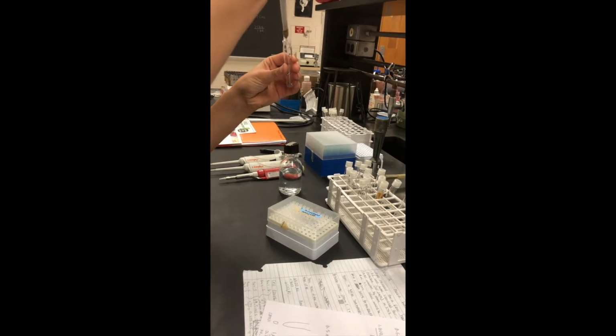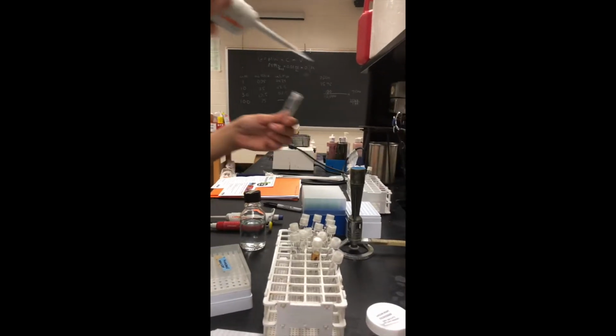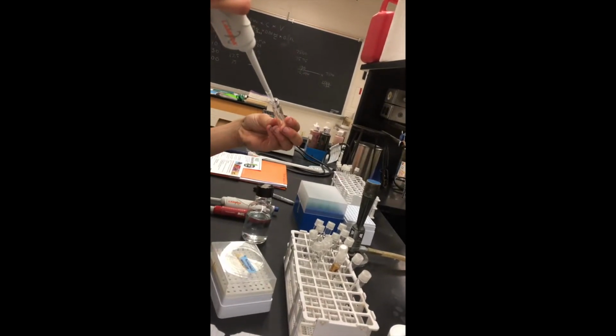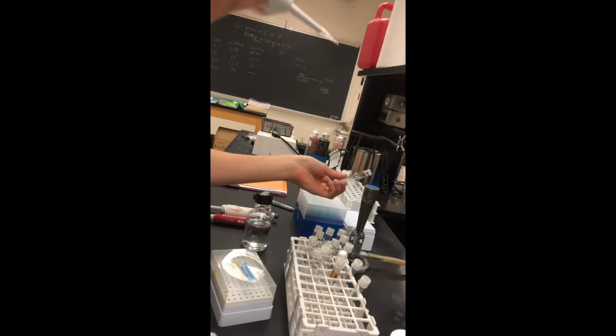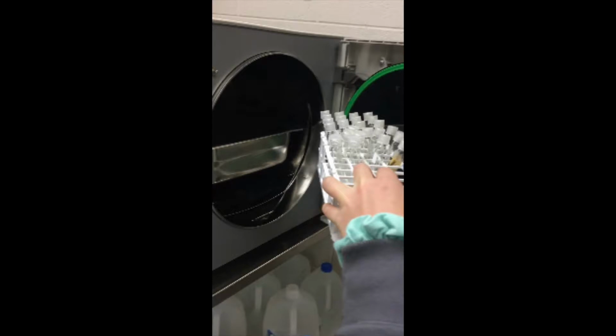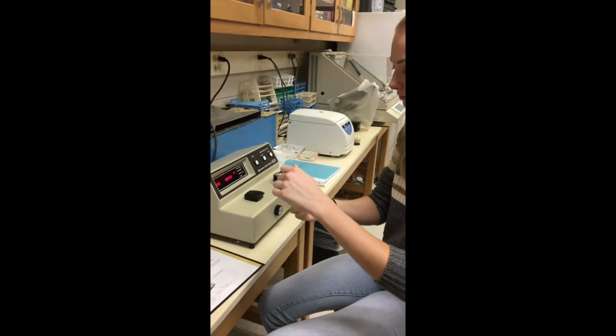Each of the 5 test tubes contained different nitrogen levels of either 0, 1, 10, 30, or 100 micromoles of nitrate. For reference, nitrogen levels of 0.2 to 30 micromoles are usually found in natural ocean conditions, according to the Encyclopedia of Life. 3 trials were set up and conducted simultaneously. Tubes were then stored in an incubator at 22 degrees Celsius.